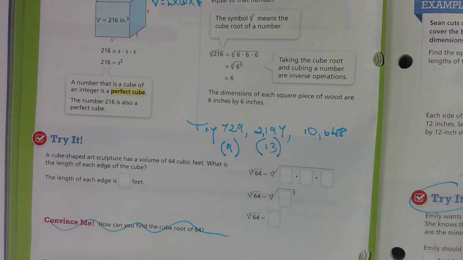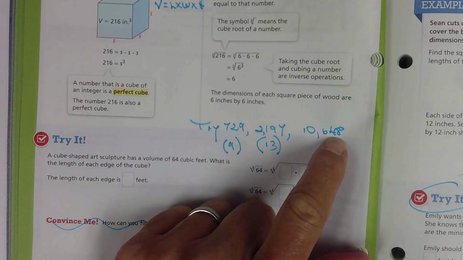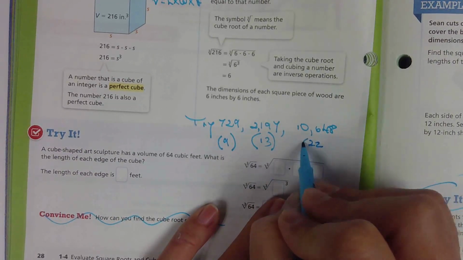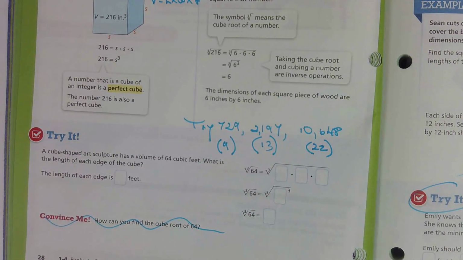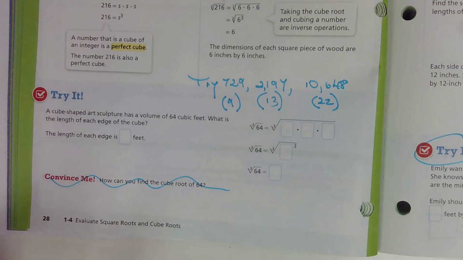Miss Clement, did you get it? It's 10,648. That's the number. Is it 22? 22. Put up 100 points. You got it. 22 is the answer. So now everybody should be comfortable finding the cube root of any particular number using your calculator if you need to.